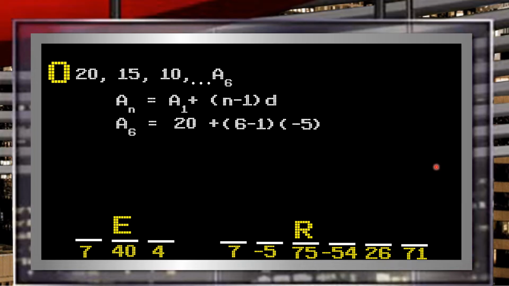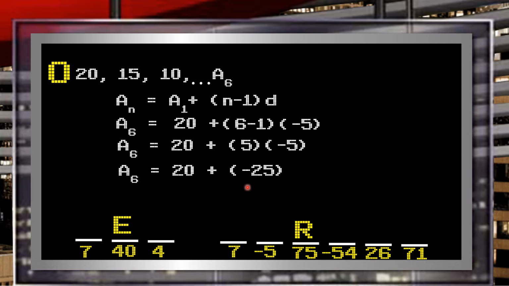And we have a sub 6 is equal to 20 plus 6 minus 1 is 5 times negative 5. And 5 times negative 5 is negative 25 plus 20. So, different signs sila. Therefore, we have to subtract. 20 minus 25 is negative 5. So, a sub 6 is negative 5. Ilalagay natin yung letter O sa tapat ni negative 5 dito.